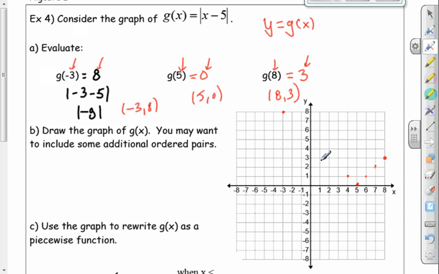Let's do a couple more points in between just to make sure we have the correct slope between these points. How about 2? 2 minus 5 would be -3, and the absolute value of -3 would be 3. So 2, 3 would be another point. Let's try 0. 0 minus 5 would be -5. The absolute value of -5 is 5. So we've got a pretty good picture. Go ahead and take your straight edge. The graph of this function is indeed a V-shape with a vertex at 5, 0.